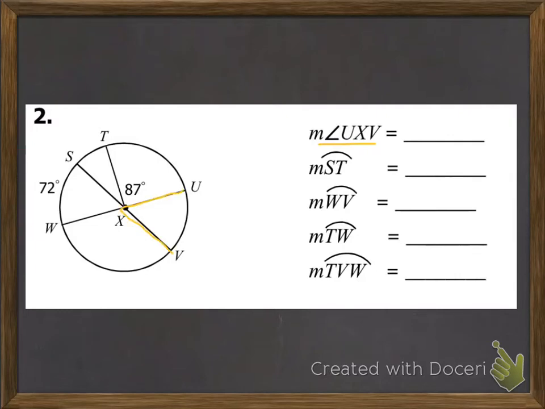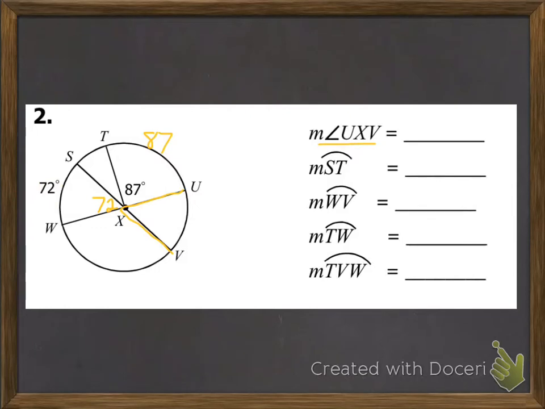So the way we're going to go about finding this one is we actually need to identify some of our other angles over here. So we know that the degree of the angle will match the degree of the arc. So therefore TU, we know that's going to be 87. And then over here with SW, the measure of the arc is going to be the same as the measure of the angle. So right here, I'm going to have 72. So let me erase this circle right here.